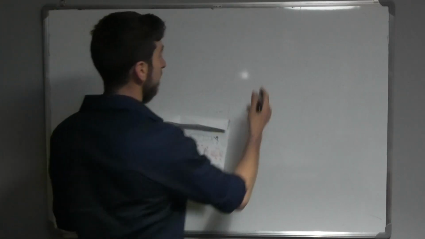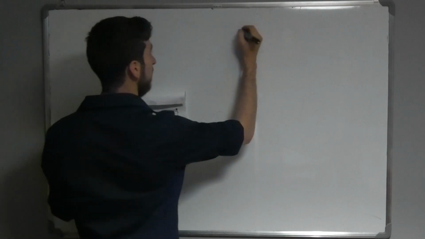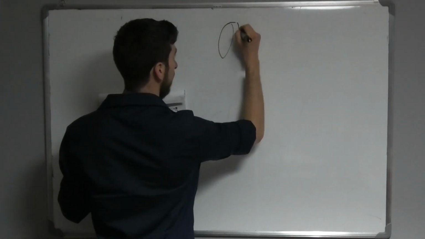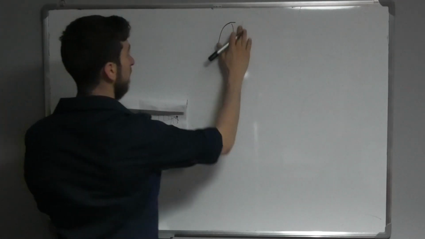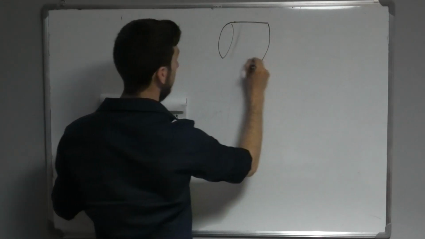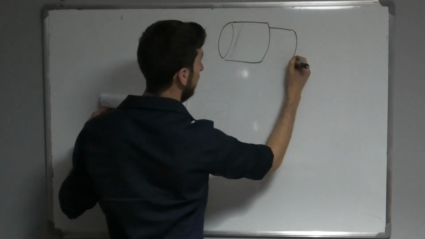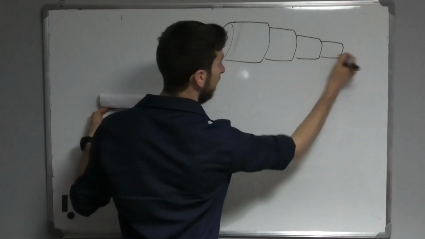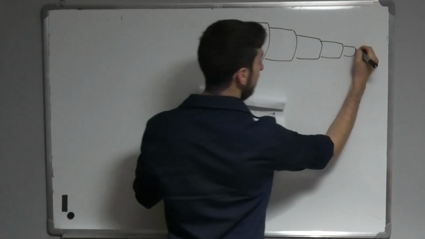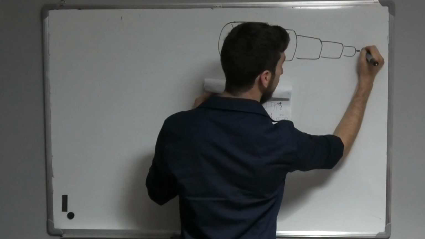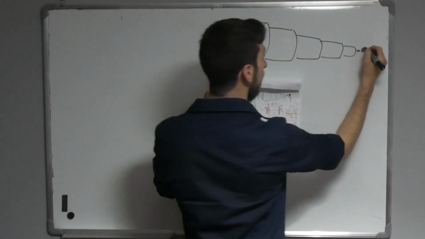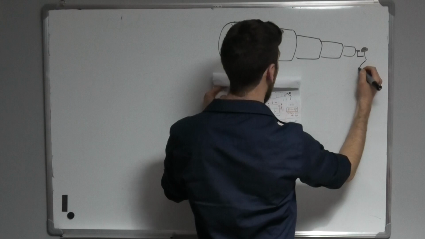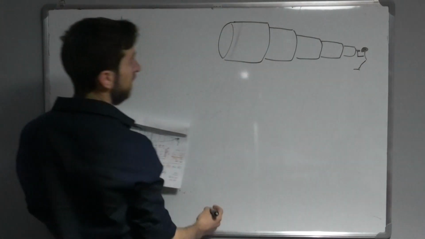Okay guys, so the next question is about a telescope. So let's draw a telescope. You have here one part of the telescope. It's kind of a cylinder, right? And then you have another cylinder inside of it, another cylinder, another one, and in the end, you have somebody that's looking inside this magnificent telescope, right? Looking and seeing what's going on.